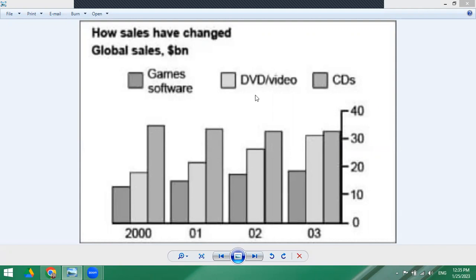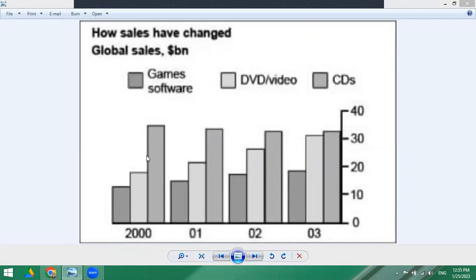So once we have looked at the titles and labels, you will have to find the overall. So let's look at what the overall is here. The first eye-catching feature here is this gray bar, which has been highest in all the given years, starting from 2000 up to 2003. So this is the first sentence of your overall. That's what you have to include. And when you start a sentence with overall, you have to form a sentence this way.